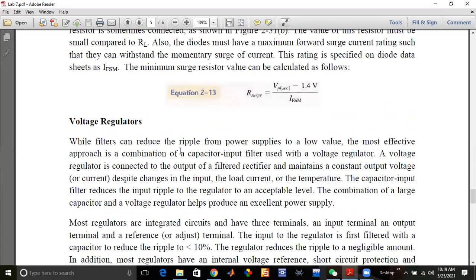While the filter can reduce the ripple from the power supplies to a low value, the most effective approach is the combination of a capacitor input filter used with a voltage regulator. This is the best method to produce smooth DC, so we will use the input capacitor filter with a voltage regulator IC. The voltage regulator is connected at the output of the filter rectifier and maintains a constant output voltage.